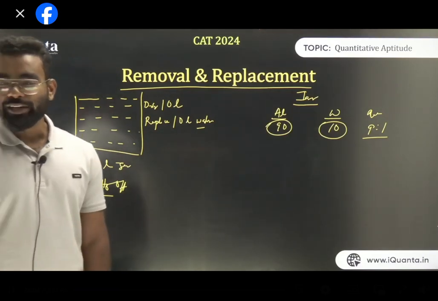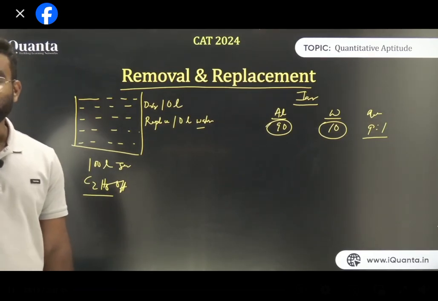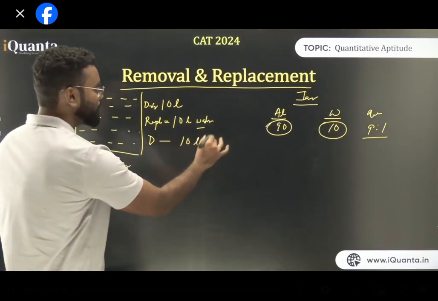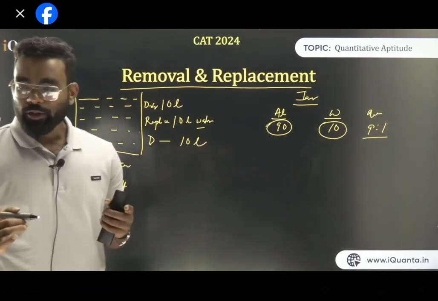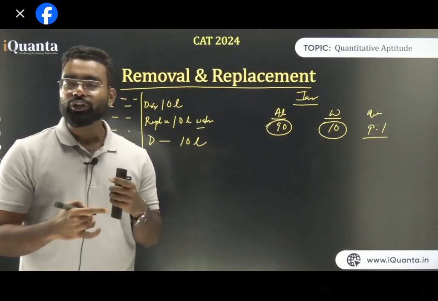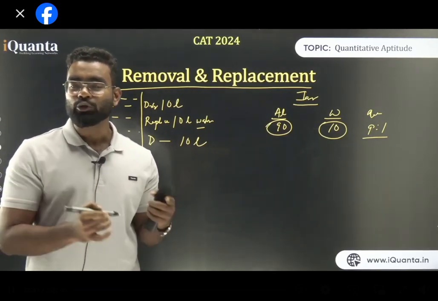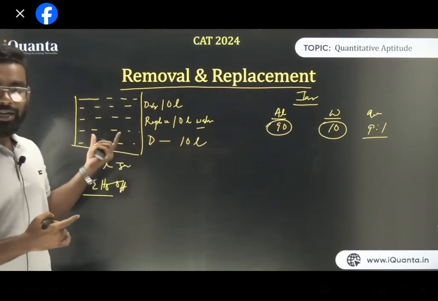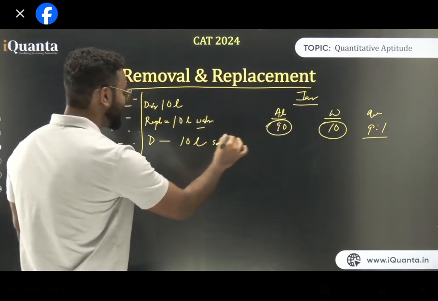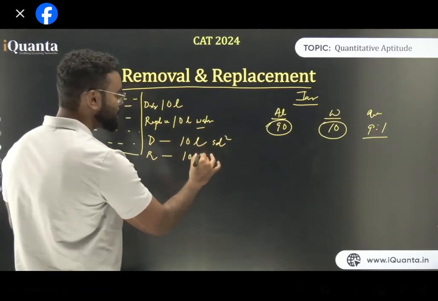The next day, again, you got very excited, so you asked all of your friends again to have a party. Again you drank 10 liters. You cannot drink only the wine or only the alcohol, you cannot drink only the liquor. So you can drink the entire solution. Now I'm drinking 10 liters of solution from this jar and again replacing it with 10 liters of water.